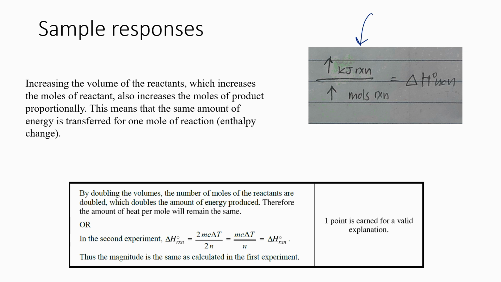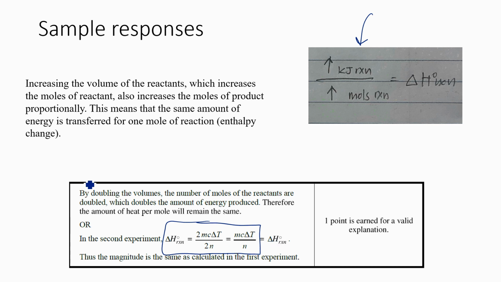I thought it was helpful. You're increasing the energy, and you're also increasing the moles by the same amount, so you have the same delta H ratio. And here's an example down here, which is kind of similar to what I was drawing out on the previous page. You're doubling the heat release, but you're also doubling moles, so the ratio ends up being the same in these two reactions.